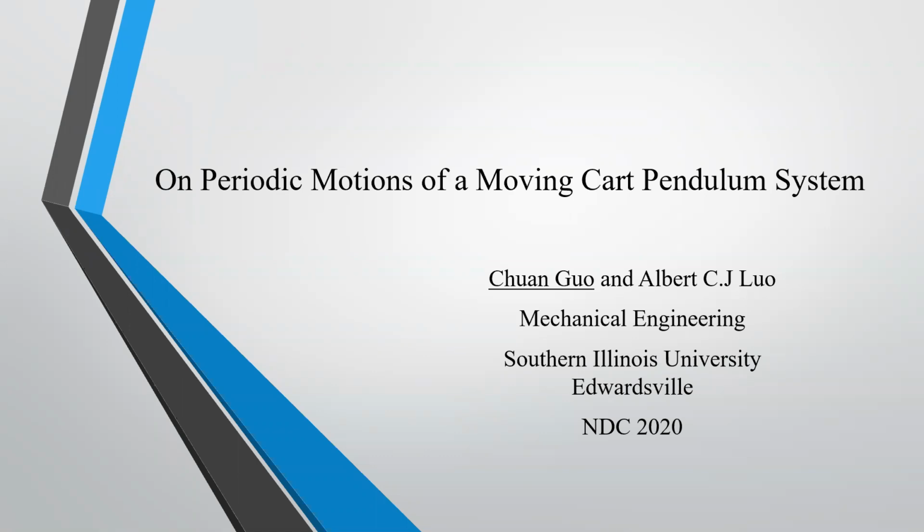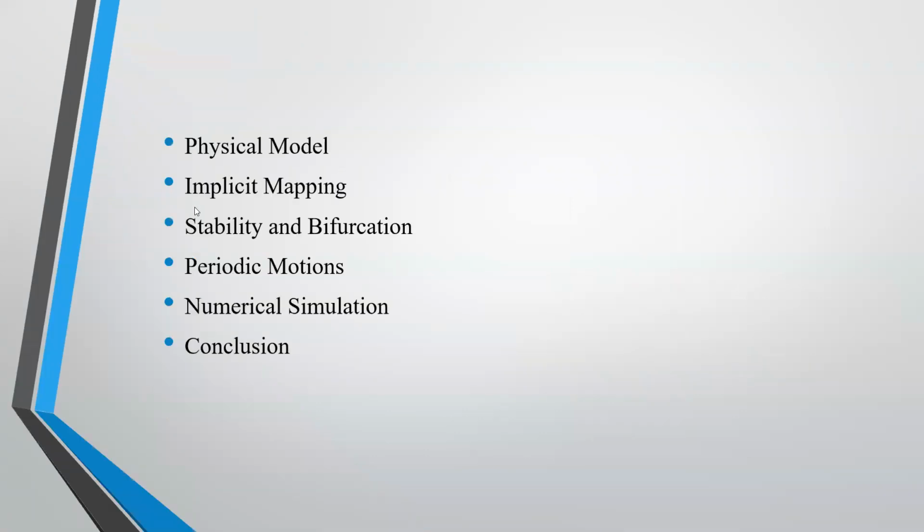Today my topic is on periodic motions of a moving car pendulum system. For this presentation, I will start with a physical model introduction. Then I will introduce the implicit mapping used to solve this physical model. Stability and bifurcation analysis is based on the implicit mapping.